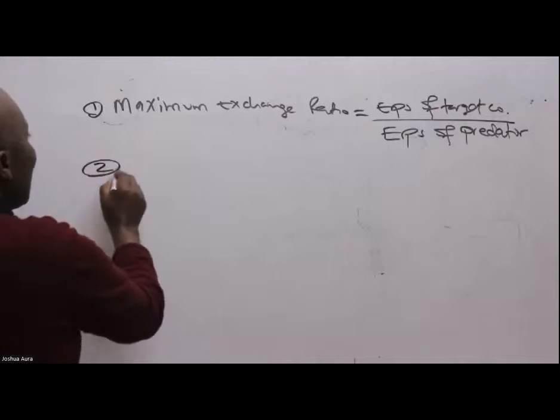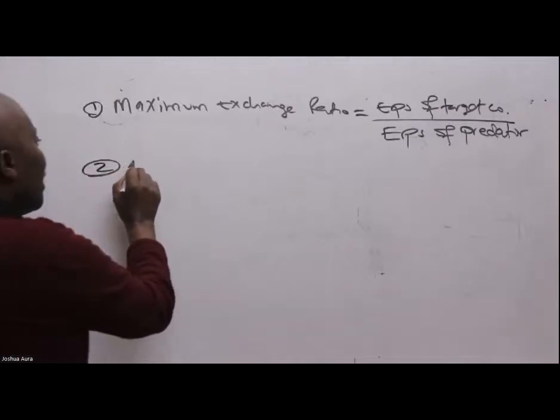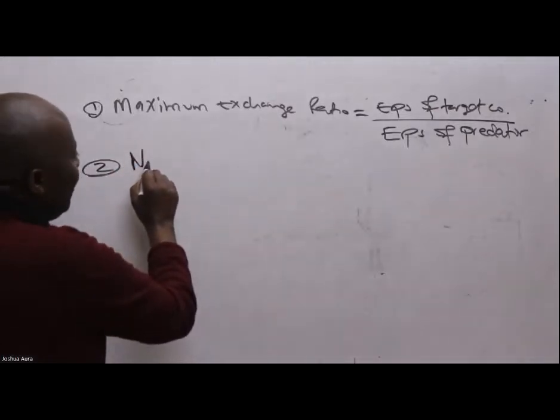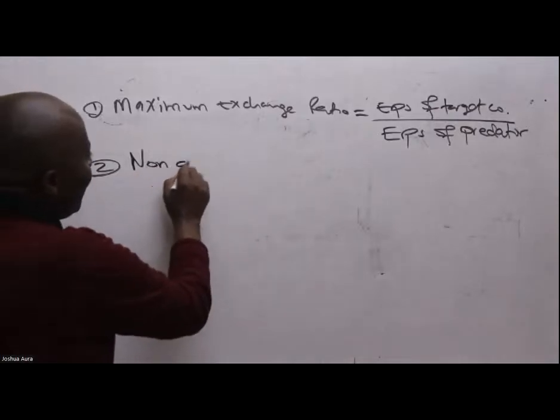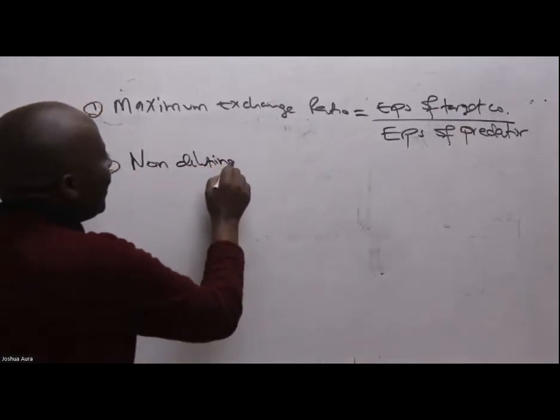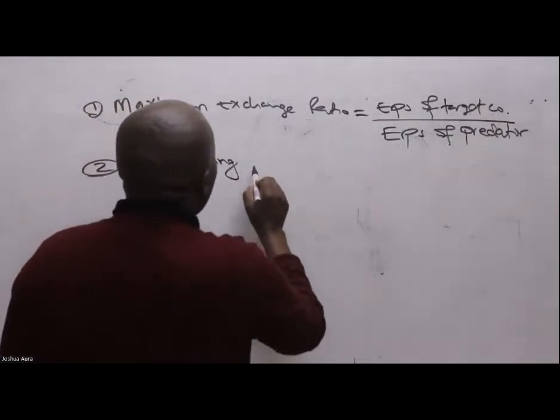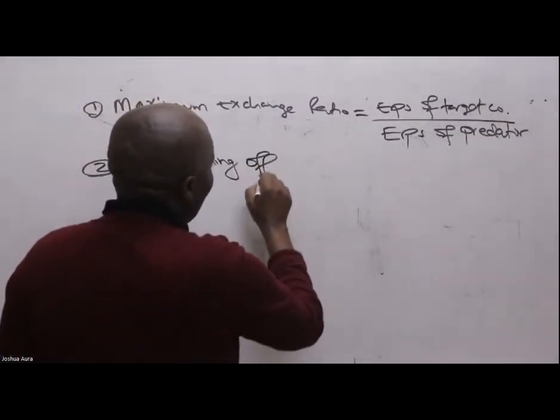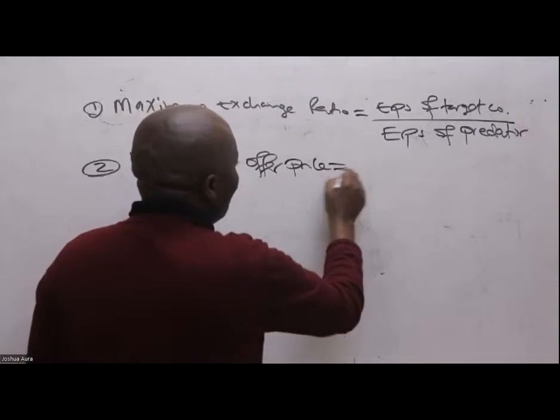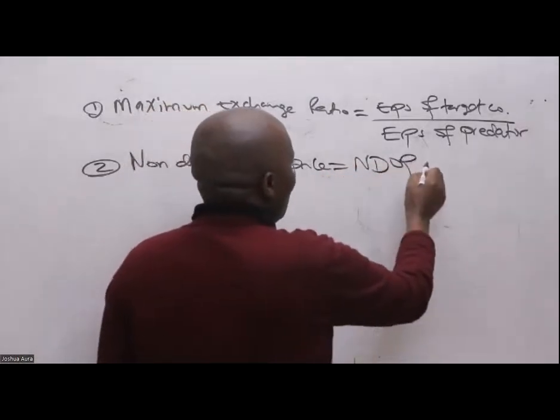I would want to see whether there is anybody who can remember the formula of getting the non-diluting offer price. Non-diluting offer price. This is what we call in this case NDOP.